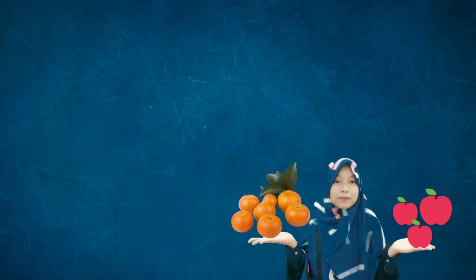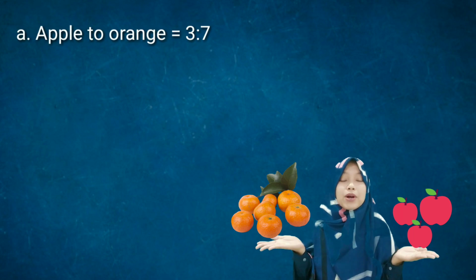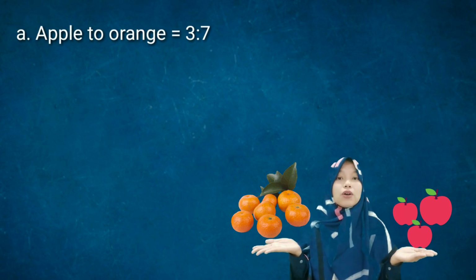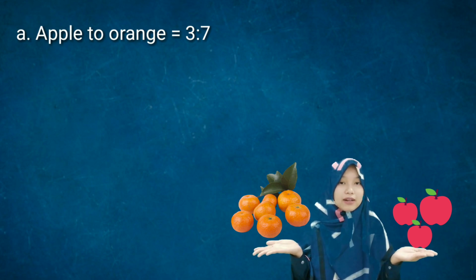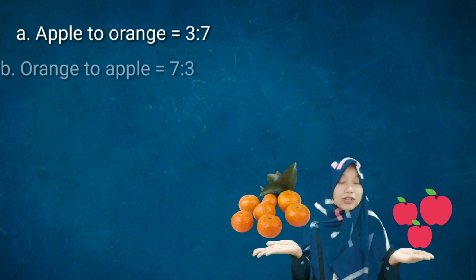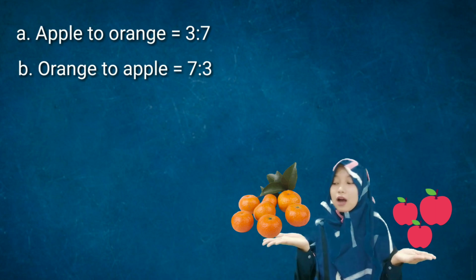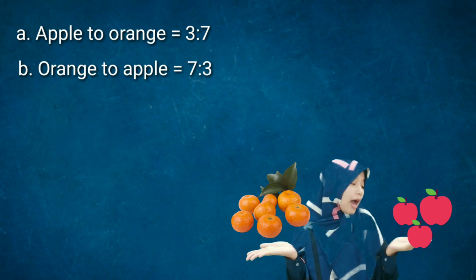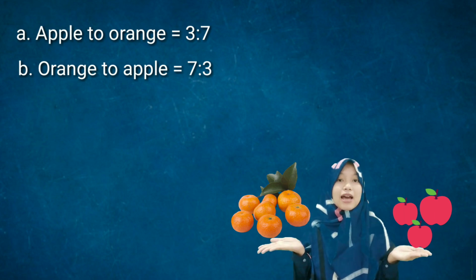There are 3 apples and 7 oranges. The ratio of the number of apples to the number of oranges is 3:7. So, the ratio of the number of oranges to the number of apples is 7:3.